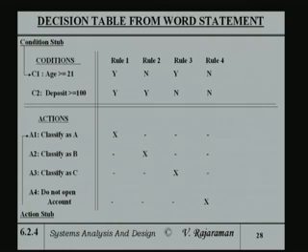So the condition stub states the conditions to be checked. The action stub lists the actions to be taken. The condition entries, in the top right hand quadrant, are the answers to those questions which are asked, and the one below that is called the action entries. So there is a condition stub, action stub, condition entries, and action entries.